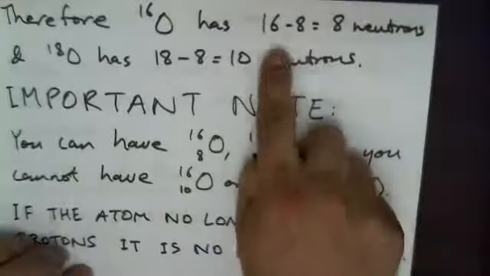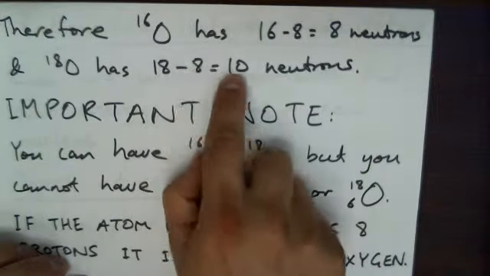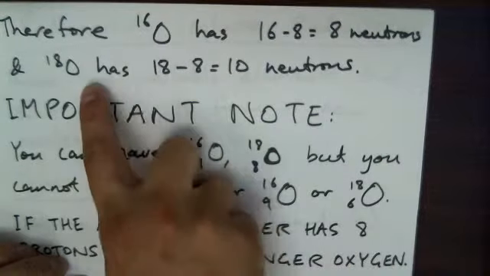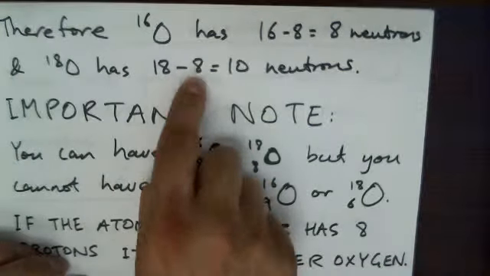And so these calculations are done for us on the next page. And so it would be 16 minus 8 is 8 neutrons for oxygen-16, and 18 minus 8 is 10 neutrons for oxygen-18. Okay, the 8 comes from the atomic number, which is also the number of protons.